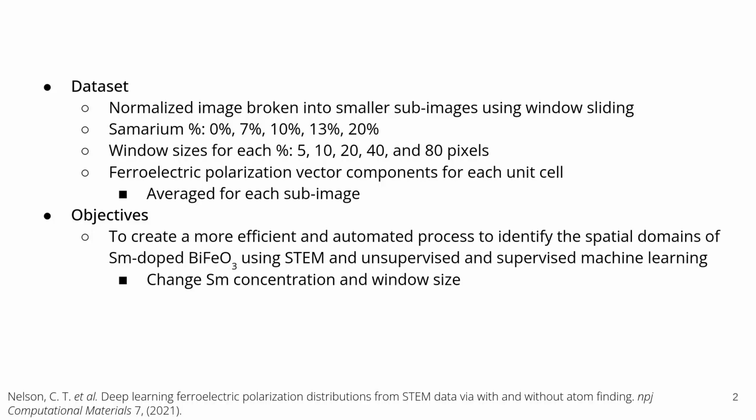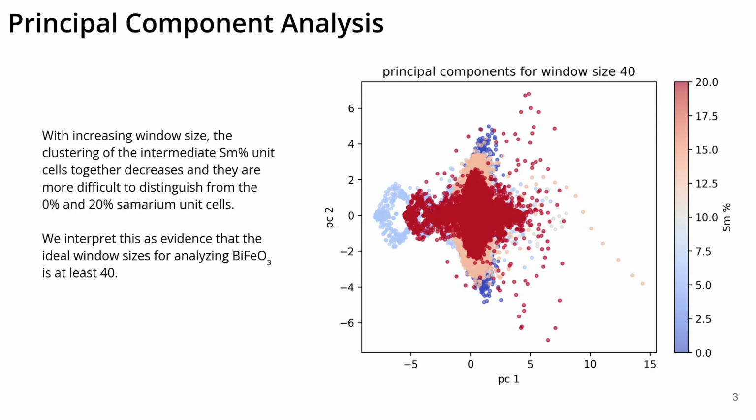Our goal for this project is to create a more efficient and automated process to identify the spatial domains using both unsupervised and supervised machine learning techniques. The first thing we did was compute principal components of our data. What we found is that with increasing window size, the data becomes more ordered, and we also see that most of the variance spreads out across all the PCs.